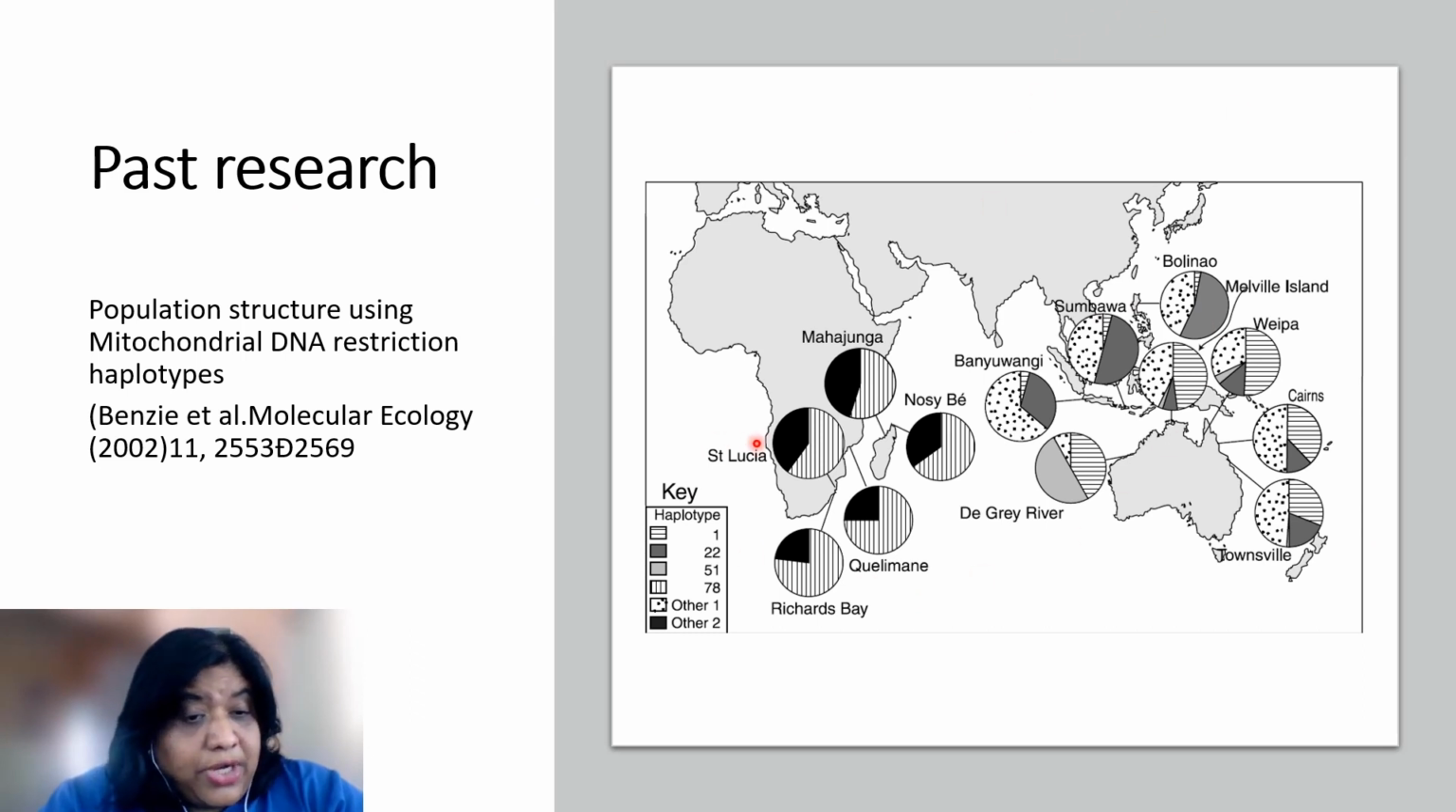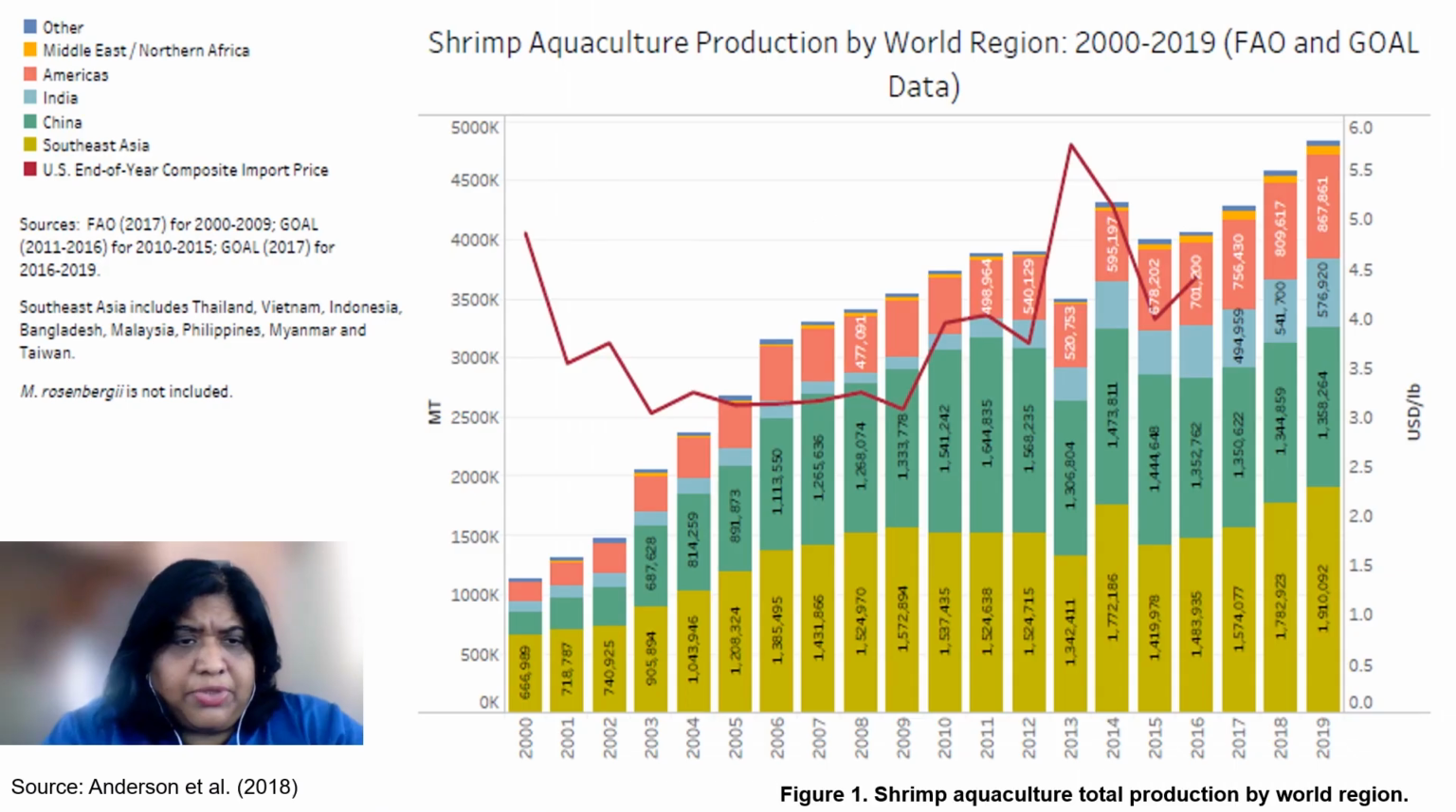Now, I'm doing a case study on shrimps, and there was this work in 2002, a long time back, published in Molecular Ecology, where they used mitochondrial DNA. They conducted a population structure study of shrimps and identified the different haplotypes in the Indo-Pacific region and right through to the African regions. So this was the first fundamental background that we looked at in shrimps.